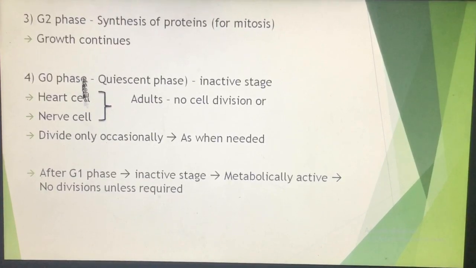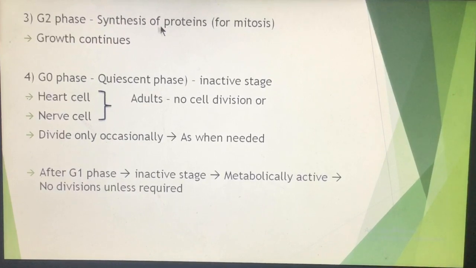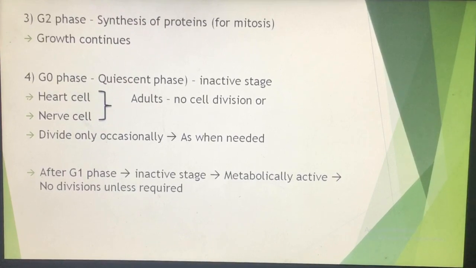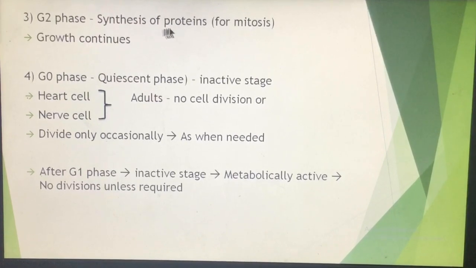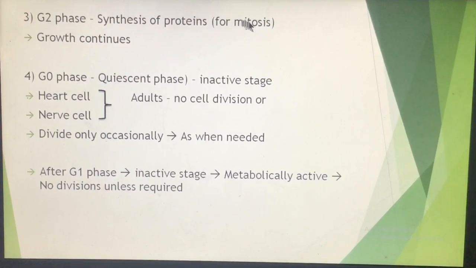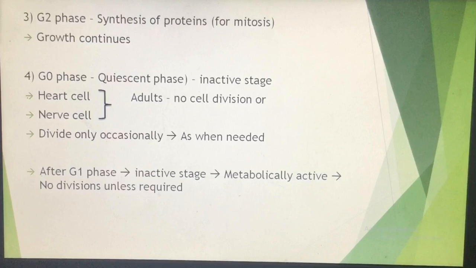After the S phase, there is the G2 phase. That is the gap 2 phase. Now, in the G2 phase, the synthesis of protein takes place. Remember, the number of chromosomes remains the same. Which type of proteins are synthesized? The proteins which are required for mitosis, because the next phase after the G2 phase will be, not the S phase, the M phase, that is the mitotic phase.